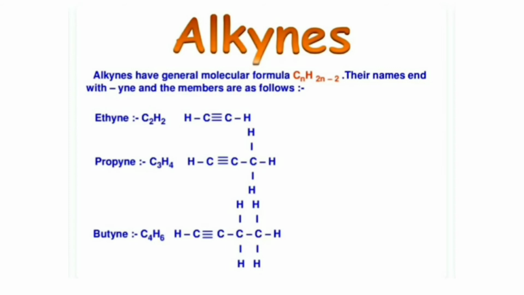Alkynes. Alkynes have general molecular formula CnH2n-2. Their names end with -yne and members are as follows: ethyne C2H2, propyne C3H4, butyne C4H6.